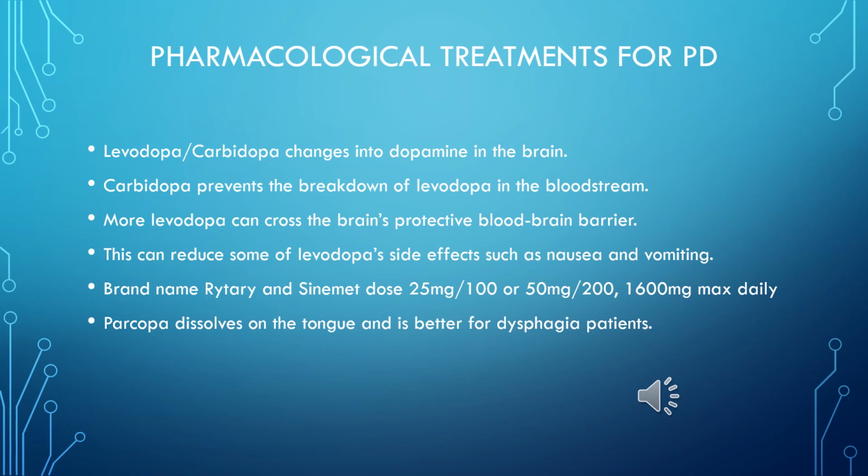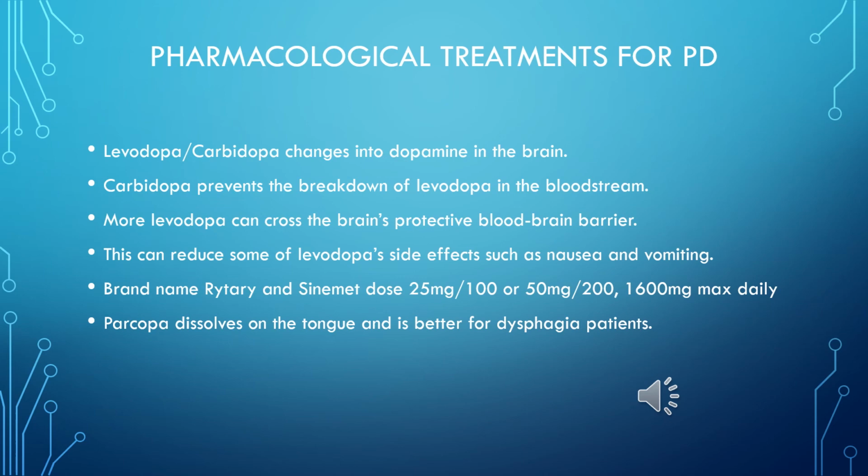Now, the brand names Rytary and Sinemet are the medications that are most known now as far as treatment for it. 25 milligrams of levodopa to 100 milligrams of carbidopa. Or you'll see the dose of 50 milligrams of levodopa to 200 milligrams of carbidopa as our vehicle to carry it in. You don't want to go over 1,600 milligrams daily of the drug.